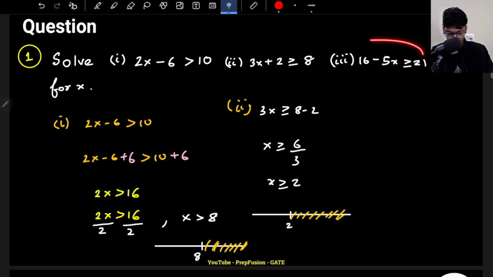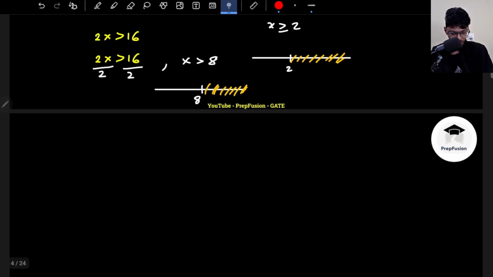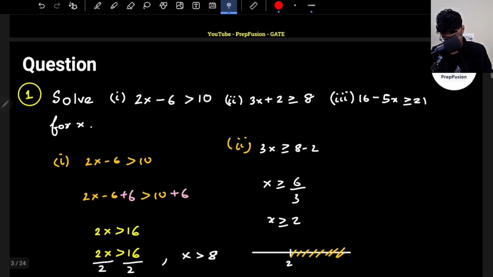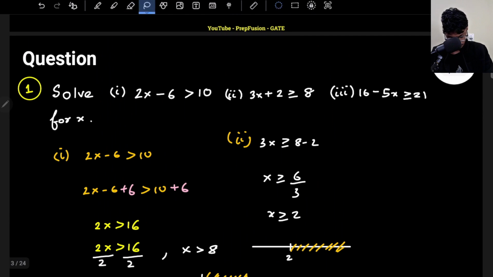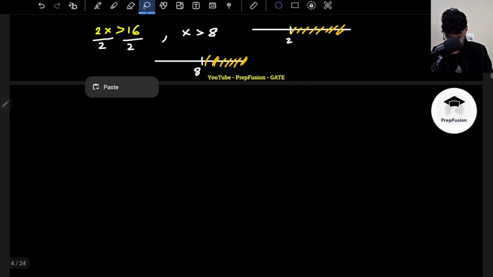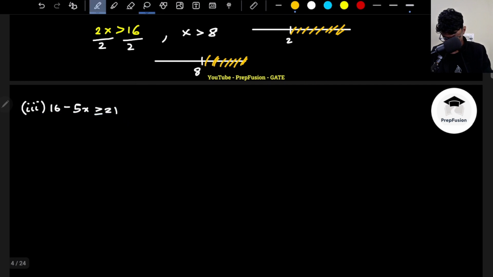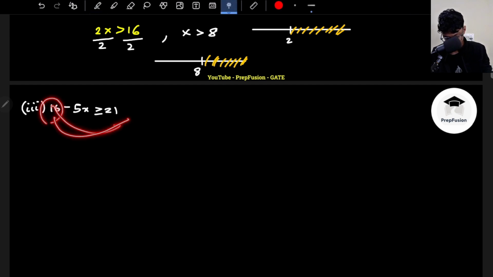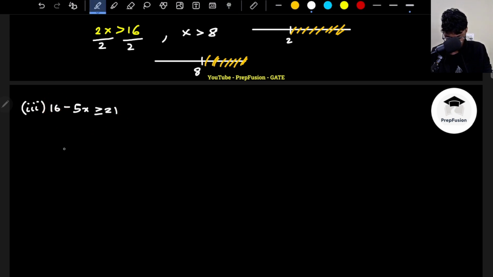Let us solve the last one. Now the last one has a bit of a twist in it. If I solve the last one, you have to be careful. I will take this minus 6, and I will take this 16 to the right hand side. This is with a plus sign, so this will become a minus sign here. So it will be minus 5x greater than or equal to 21 minus 16.